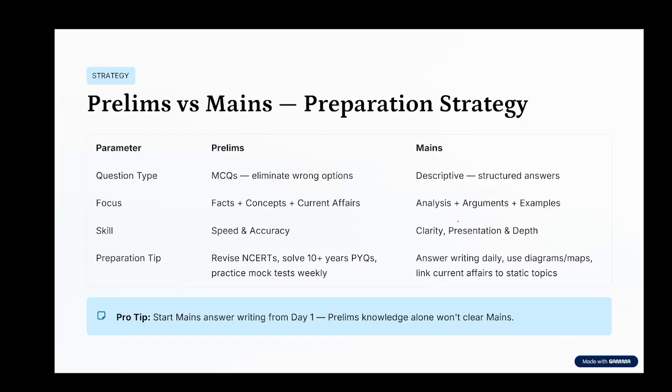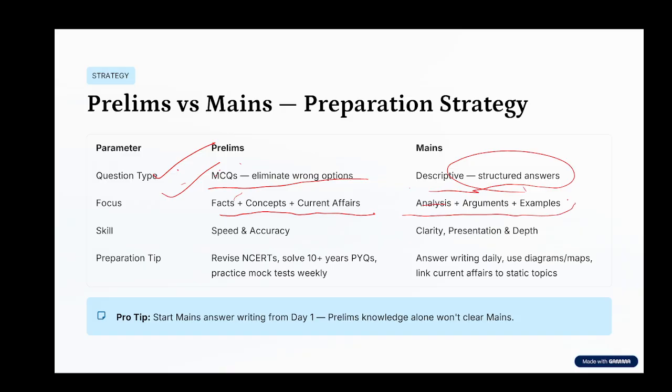So how will you prepare? Coming to question type, in prelims it is MCQs, so you have to eliminate wrong options, whereas in mains it is descriptive, you have to write structured answers. So what should you focus on? For prelims you have to focus on facts and concepts plus current affairs, whereas in mains you have to focus on analysis, arguments and examples, because you have to write in a structured way.